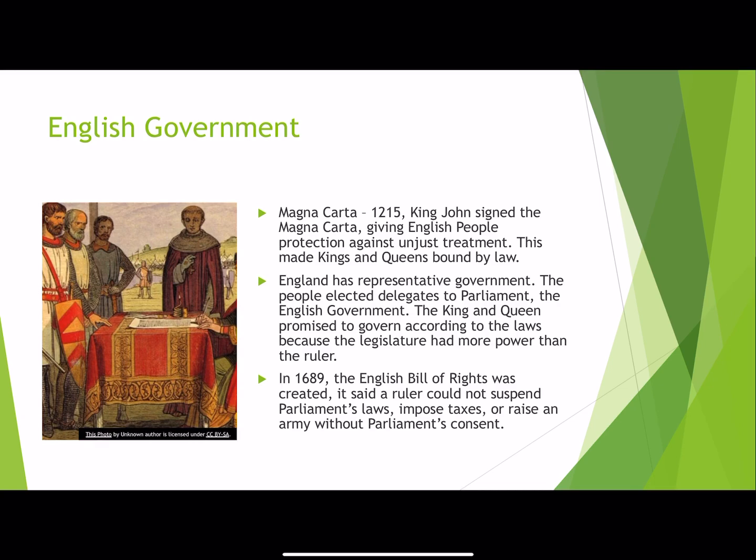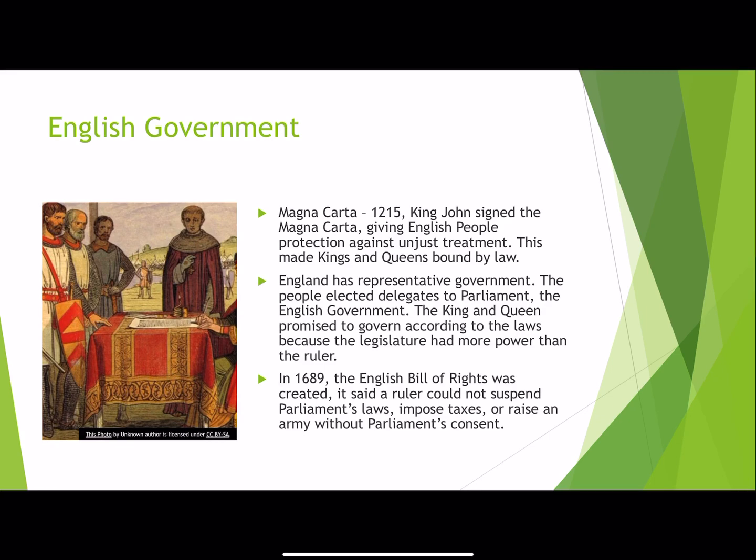So the king and queen promised to govern according to the laws because the legislature had more power than the ruler. The legislature was actually Parliament. Because they had so much power, the king and queen no longer controlled as much of what happened to the people, which was kind of what America wanted.